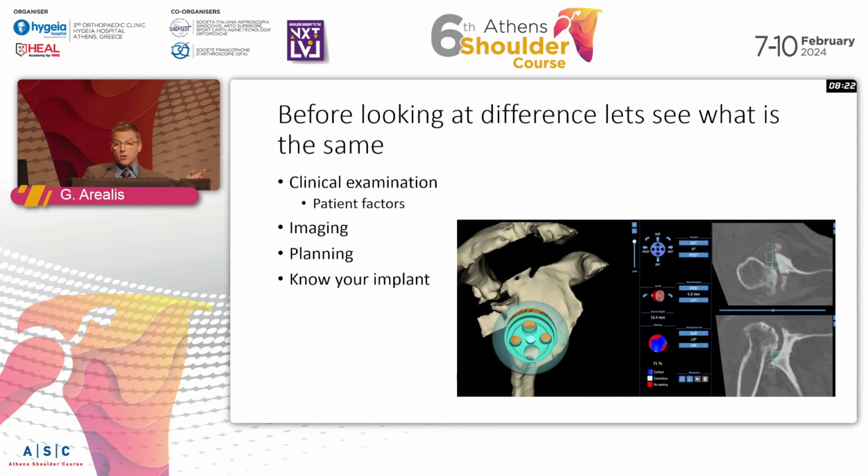But before we look into the differences, there are some basic steps that are exactly the same. It doesn't matter what kind of replacement you do, anatomic, reverse, hemi. You always have to have a proper clinical examination, assess all the patient factors, have appropriate imaging planning, and know the implants that you intend to use. Because each implant behaves in a different way, and sometimes you can create more problems instead of correcting problems if you don't use an implant that corresponds to your examination.